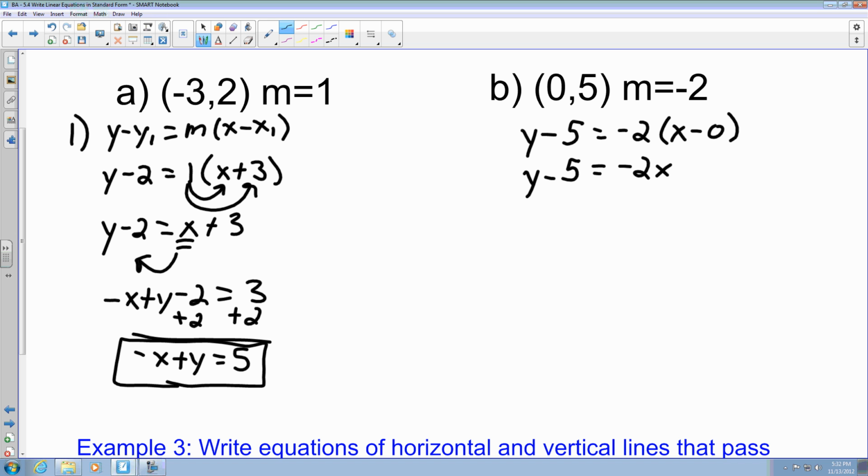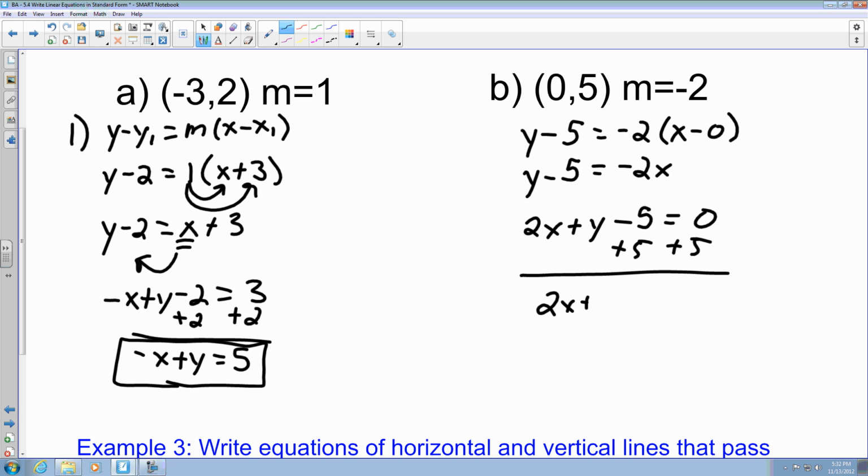Now I want to move that negative 2x to the left-hand side of the equal sign. So it gives me 2x plus y minus 5 equals 0. Now I just want to move that negative 5 over to the right. So I'm going to add 5 to both sides, which gives me 2x plus y equals 5. And now we're in standard form, where our a equals 2 and our b equals 1.